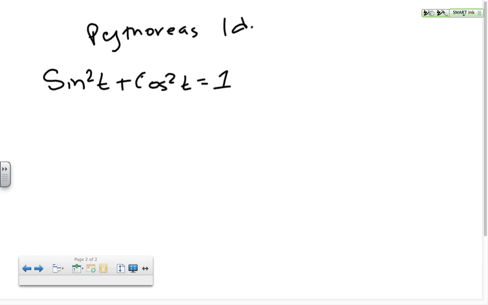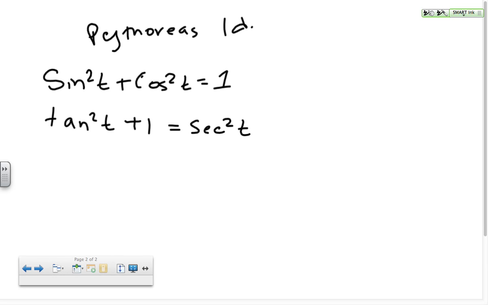Another part of this rule is the tangent squared of t plus 1 equals the secant squared of t. Again, remember that we can change this rule. We can say the tangent squared of t equals secant squared of t minus 1. What else could we do? We could do 1 equals the secant squared of t minus tangent squared of t. Lots of different ways.